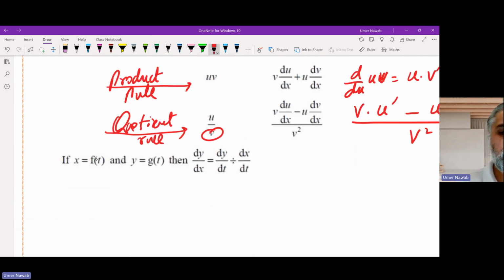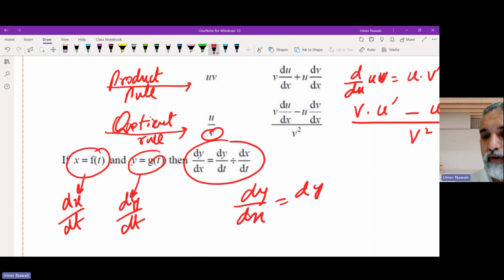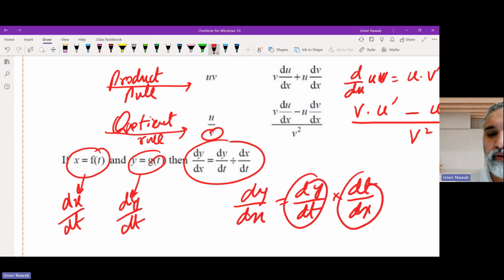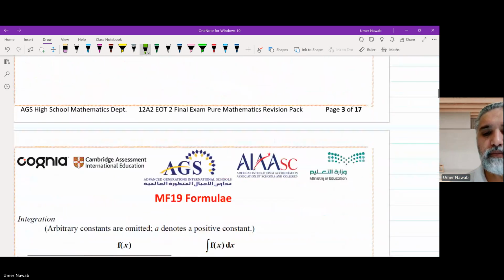For parametric equations, if x is x in terms of t, you find dx over dt from here. Y in terms of t, you find dy over dt from there. Then by the chain rule, dy by dx is equal to dy over dt times dt by dx. So now I substitute the values which I found from these results, put them here, and then you can find dy by dx. So parametric differentiation technique is also given in MF19.